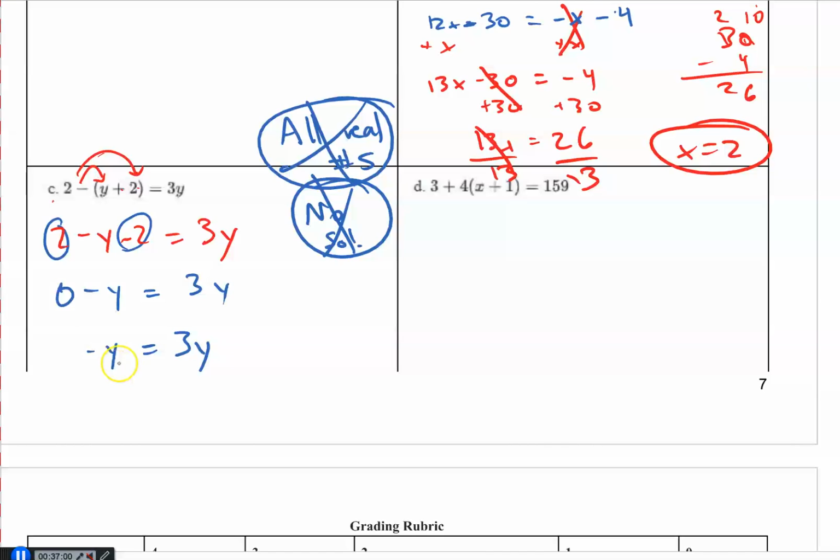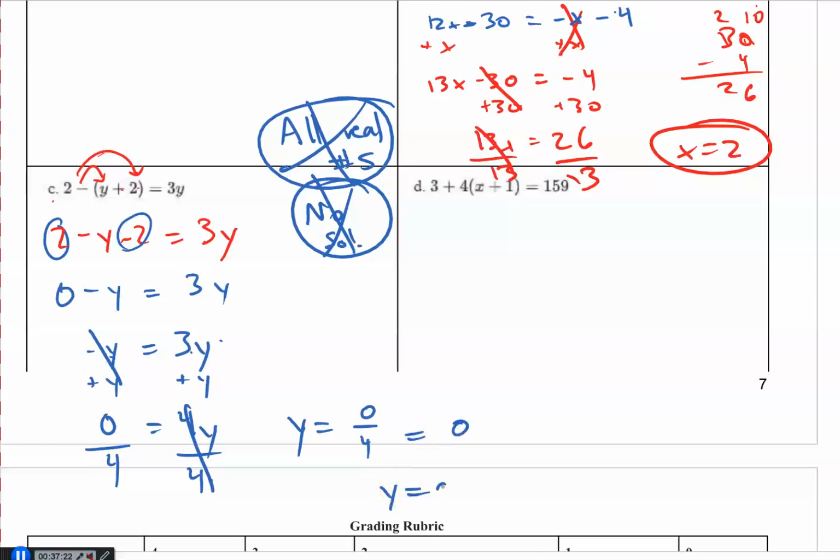So what you need to do is pick the smaller y, which is this one. Make a 0 pair, so we'll add y to each side. Negative y plus y, that's 0, equals 4y. Then we divide both sides by the number in front of y, which is 4. So y is equal to 0 divided by 4, which is just 0. Answer, 0.